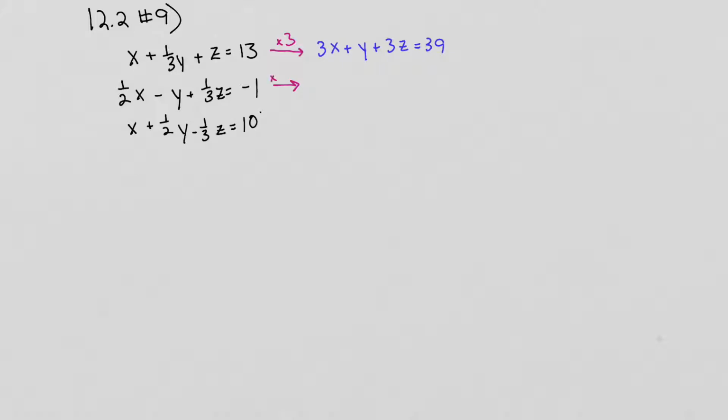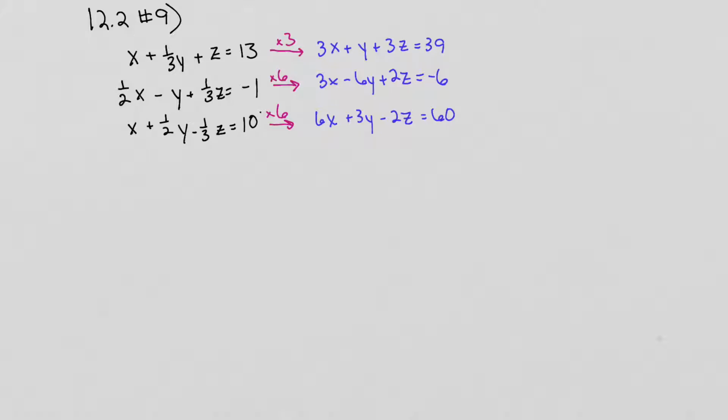This next one I'll multiply times 6 because then the 2 in the denominator and the 3 in the denominator will both divide away. When I multiply by 6, I get 3x minus 6y plus 2z equals -6. And I stop and double check my arithmetic. Okay. Next one I'll multiply by 6 as well. 6x plus 3y minus 2z equals 60. And double check your arithmetic.